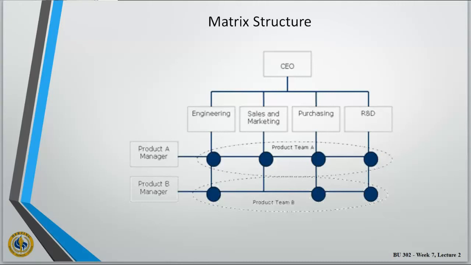And then we have a matrix structure. Now, many people find a matrix structure a little difficult to understand, but this type of structure is based upon usually a temporary assignment. It's considered effective, it's considered efficient, it's considered a flexible way to group individuals where you might have a short-term goal or objective to satisfy.